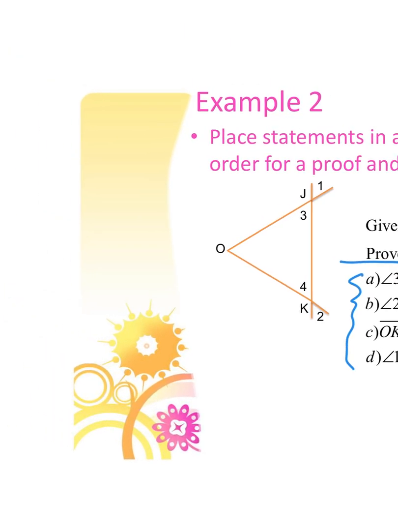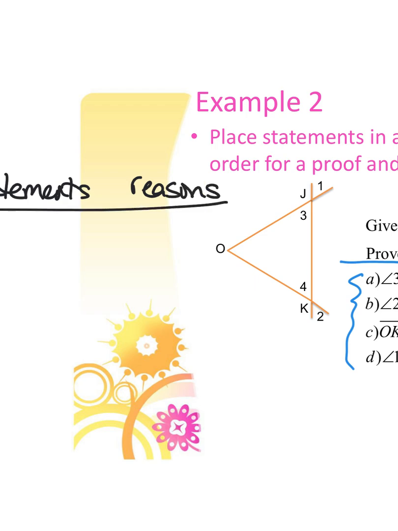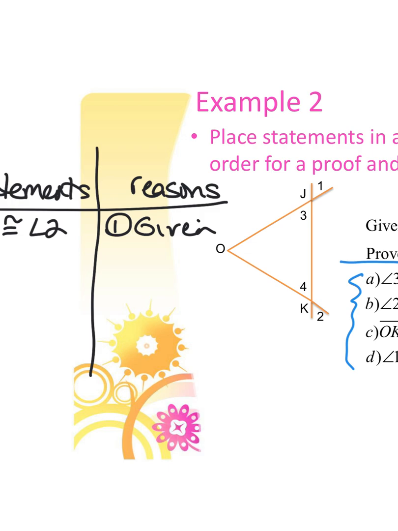Come over here to the side. So I have my statement column and my reasons. So always remember, you're going to state your given first. And I was given that angle 1 is congruent to angle 2. And my reason is given. So that was D here. So this was number 1.